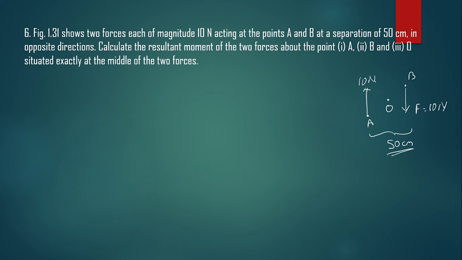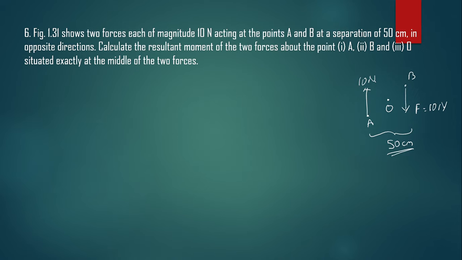Calculate the resultant moment of force of two forces about point A, at point B, and at point O. So O, we know that it is very similar to the previous sum where we found the total moment of force when two equal and opposite forces have been applied exactly at the middle of the two forces. So at O, we can use the moment of couple, and we can find out. But what about point A and point B?